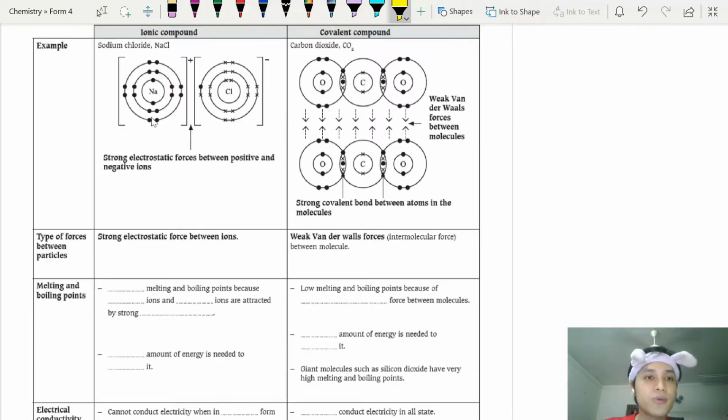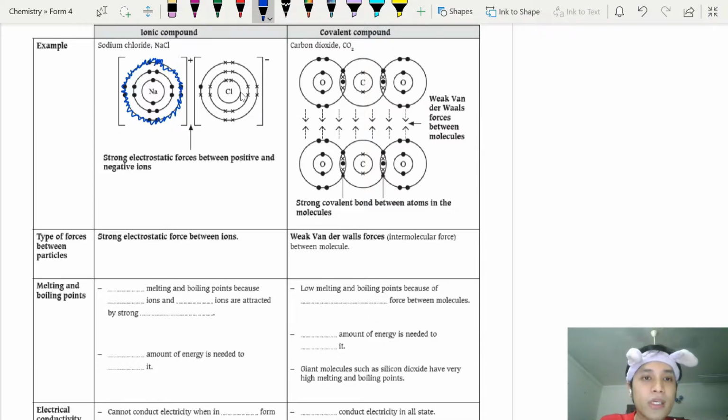So let's look at your ionic compound first. This is sodium chloride. I think there's a mistake here in your sodium chloride. Let me check the atom, 2, 8. There's a mistake here, so sorry about this. You shouldn't have a third shell here. It's only 2 shells. 2, 8, 1, right? So the sodium releases 1 electron, so by right you only have 2 shells here. So please remove the third shell.